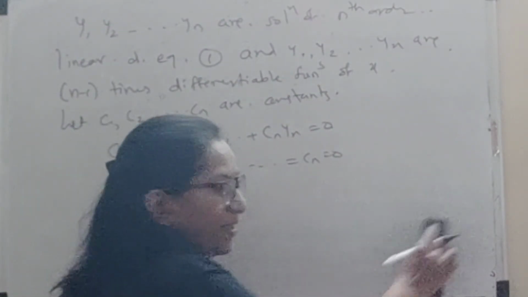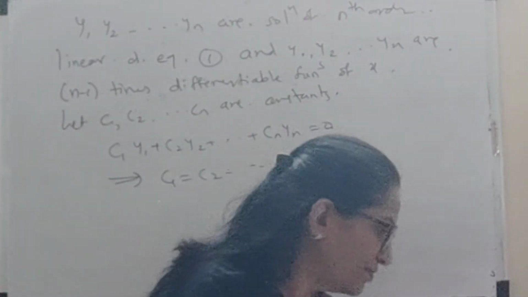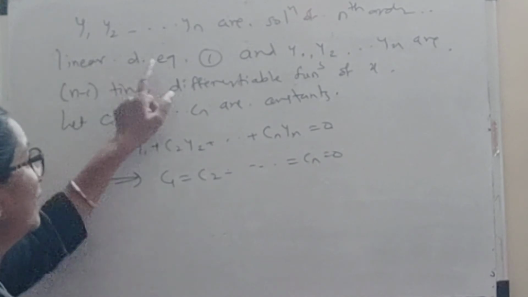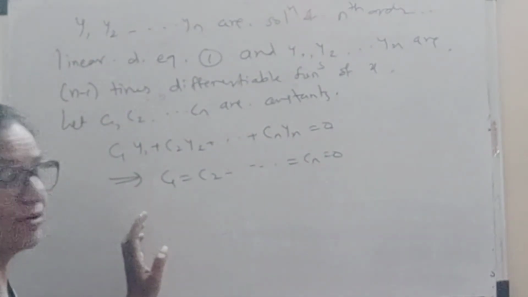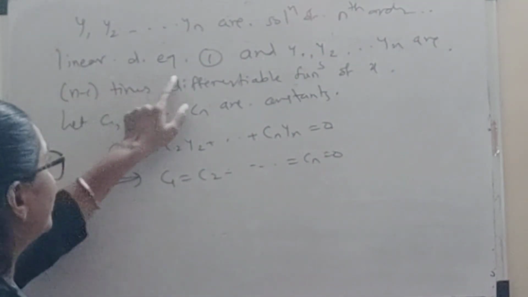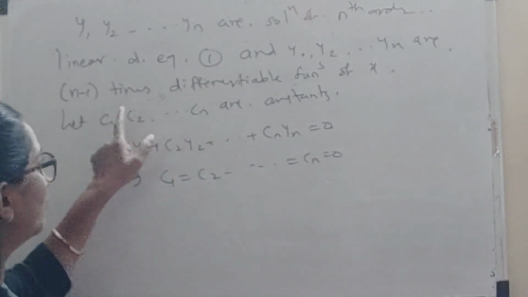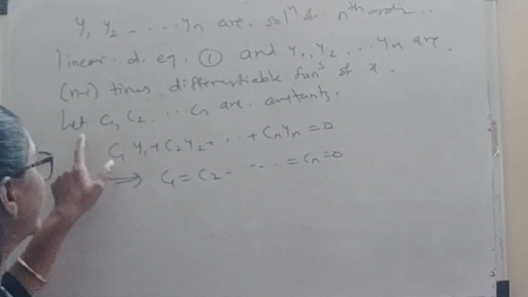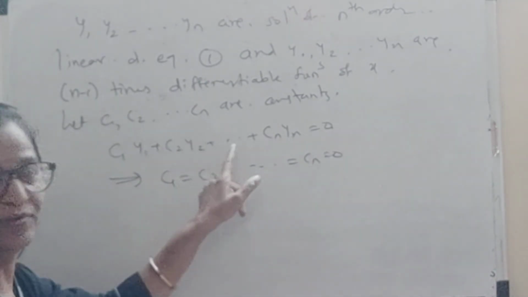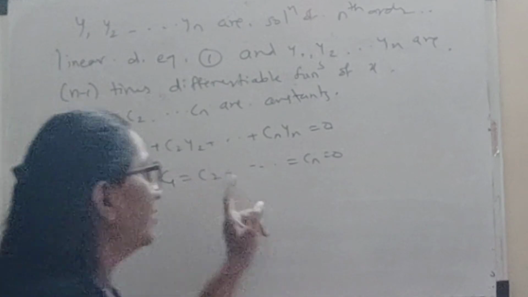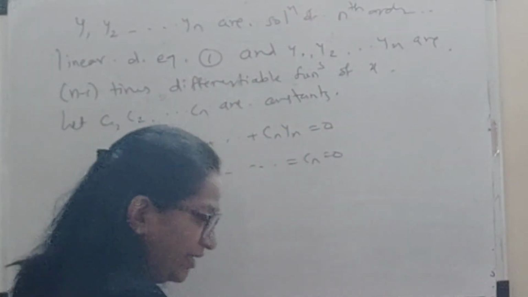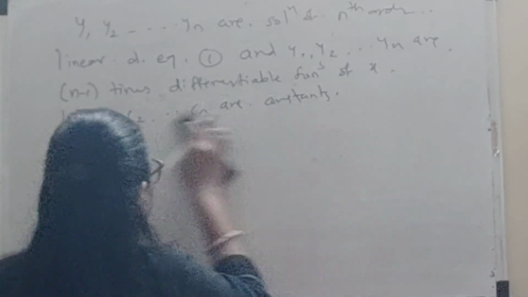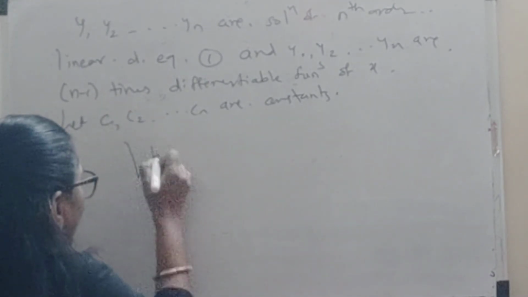Now what is a Wronskian? So we define again what a Wronskian is. If y1, y2 up to yn are solutions of an nth order linear differential equation, and y1, y2 up to yn are n minus 1 times differentiable functions of x, and c1, c2 up to cn are constants, then the Wronskian is denoted by W and is given by a determinant of order n.